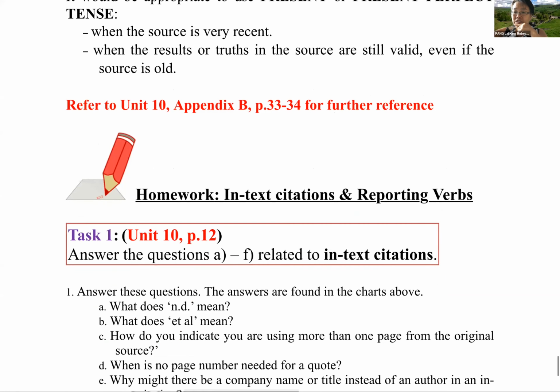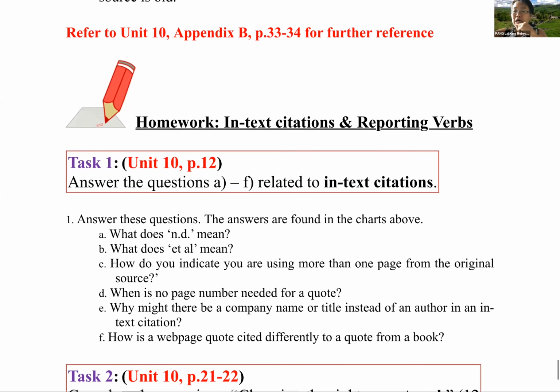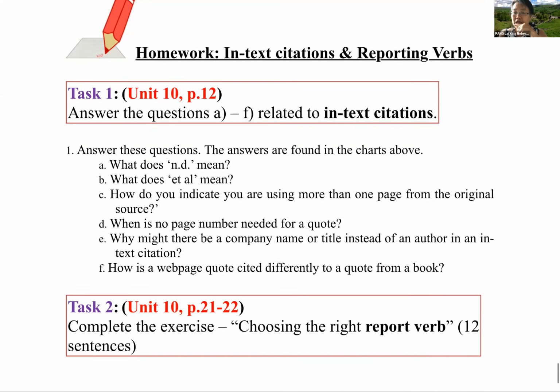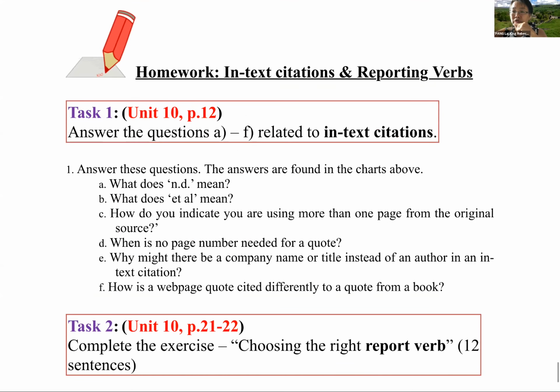Okay, so this is for this week: in-text citations and reporting verbs. I have posted the exercise you're supposed to do this week, so please do that, which helps you to learn how to use in-text citations and reporting verbs clearly. As usual, any questions, let me know.